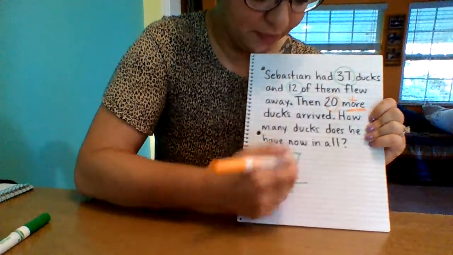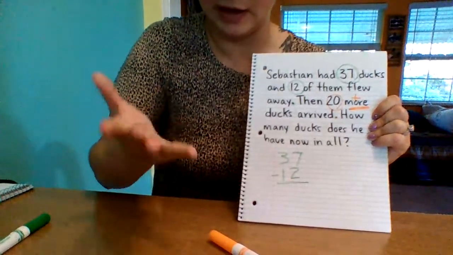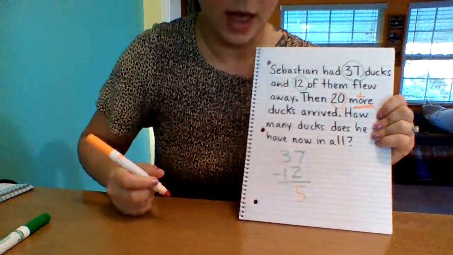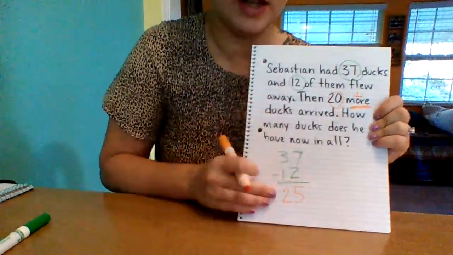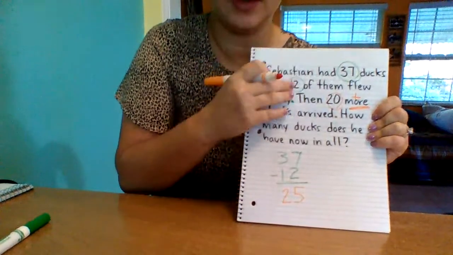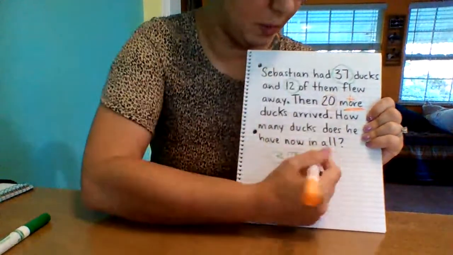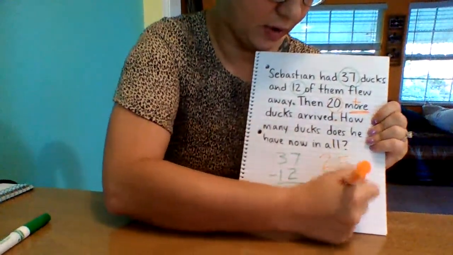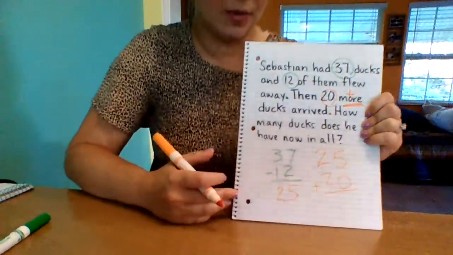37 minus 12. 7 minus 2, 2, 3, 4, 5, 6, 7 is 5. Okay, 3 minus 1 is 2. So initially, Sebastian had 37 ducks, 12 flew away. That means he only had 25 ducks left. But then 20 more ducks showed up. 25 and 20. Sorry, my handwriting is so hideous. All right, and we can add these up.